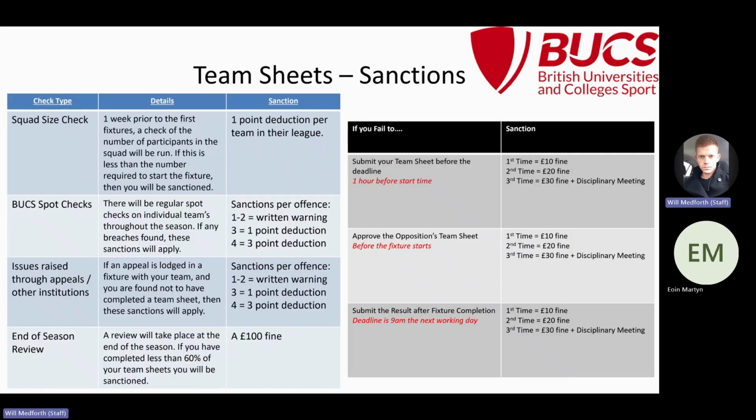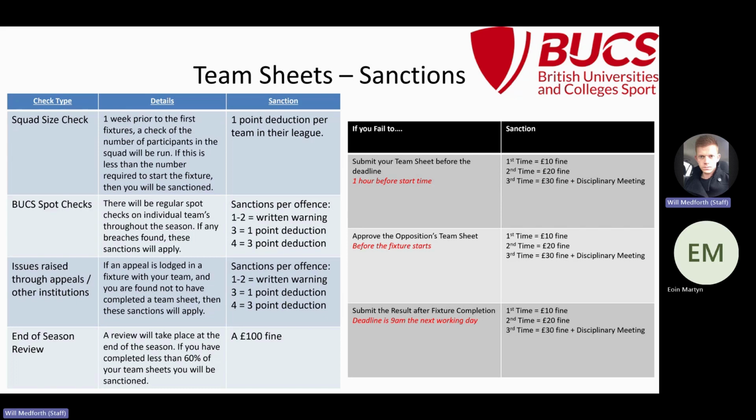So the sanctions on the left-hand side are the BUCS sanctions. BUCS will do 4 types of team sheet checks throughout the year. The first one is an initial squad size check. So between now and sort of the end of November, BUCS will check every single team and make sure you've got enough people signed up to start a fixture.